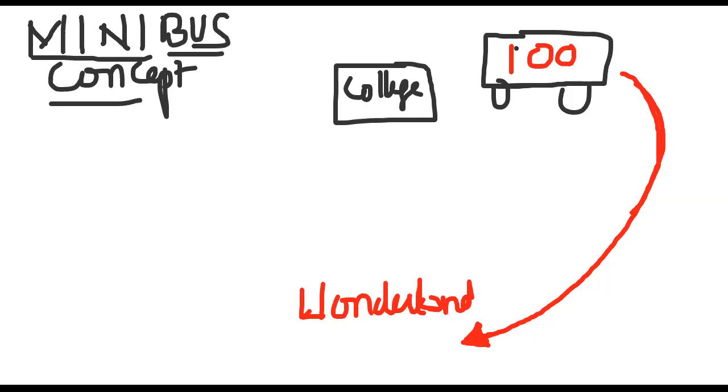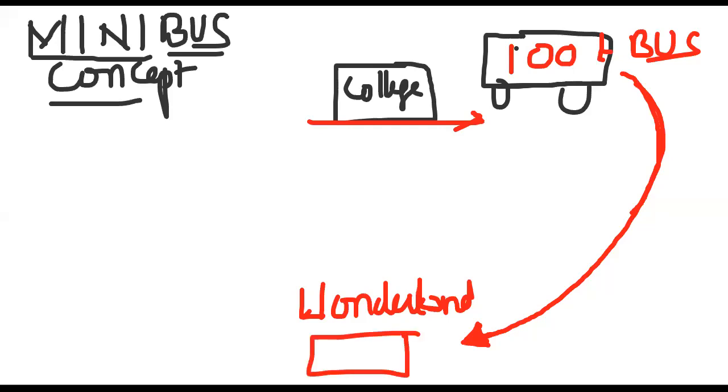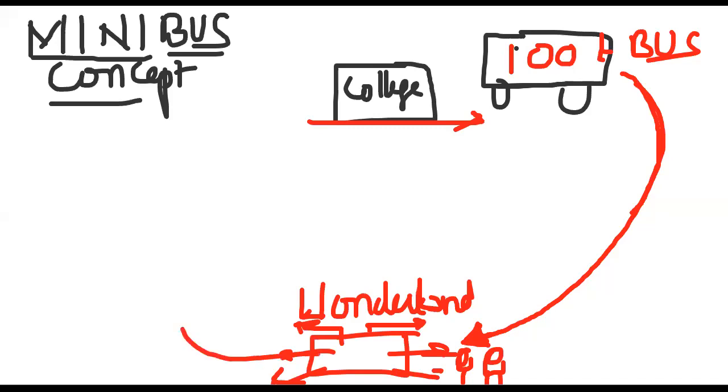So 100 people from the college go to Wonderland. The college organized the program, and 100 people in the bus went to Wonderland. All the 100 got out from the bus. Everyone got out from the bus. Please imagine, I am a little small. I am not a bigger artist here. I can do something like boxes. I can't draw how 100 people are moving out. So among these 100 people, they went out and enjoyed in Wonderland.